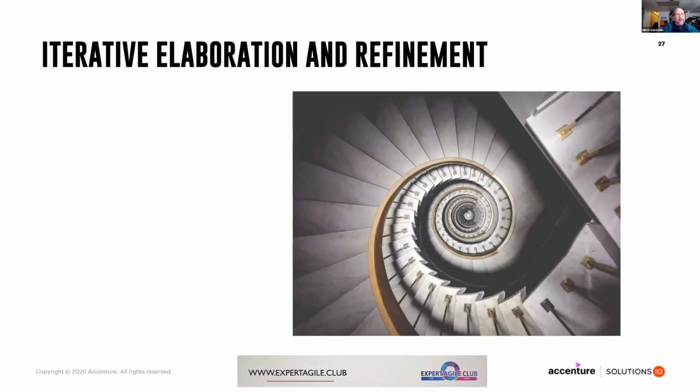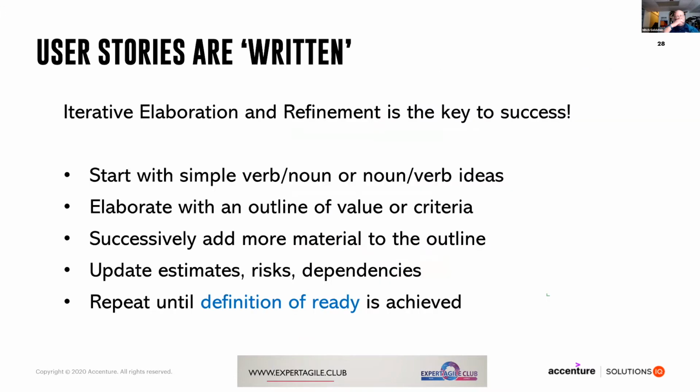Let's talk a little bit about iterative elaboration and refinement. Now, user stories are written, and everybody here, at least I would have to assume, has gone to school at least once, and they've had to write a composition at least once. And we were taught how to write compositions, and it's actually a pretty smart way of doing it. And we basically do it the same way that we write user stories.